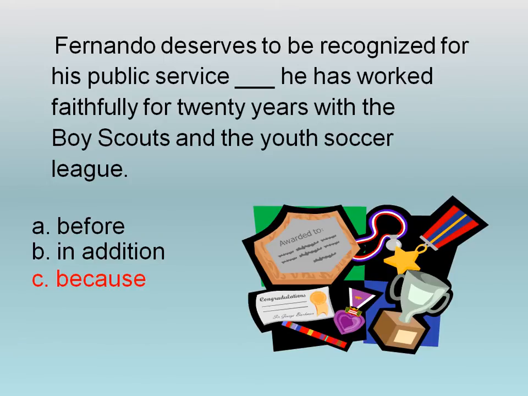Transition choice A, before, reveals time order, and transition choice B, in addition, indicates that the author is adding to the first idea. You will learn more about these transitions and thought patterns later in our discussion. First, it is helpful to see how transitions serve a vital function in building ideas within a sentence.